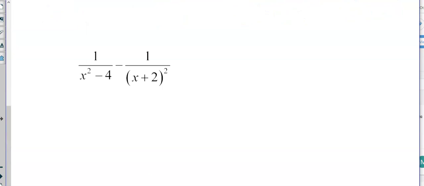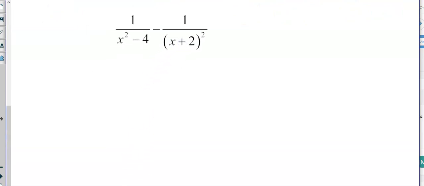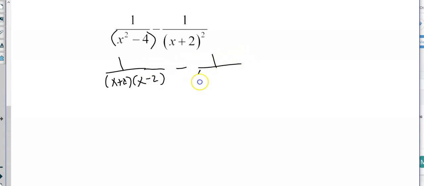Okay, let's look at this one. So before we start this one, you might even see there's some factoring to be done. I want you to always factor if you can. So I saw that. I thought, well, maybe we could factor that. That would be 1 over x plus 2 times x minus 2, minus 1 over. I'm going to write it this way. I know I could just leave it like that, but for ease of understanding, this would make more sense.